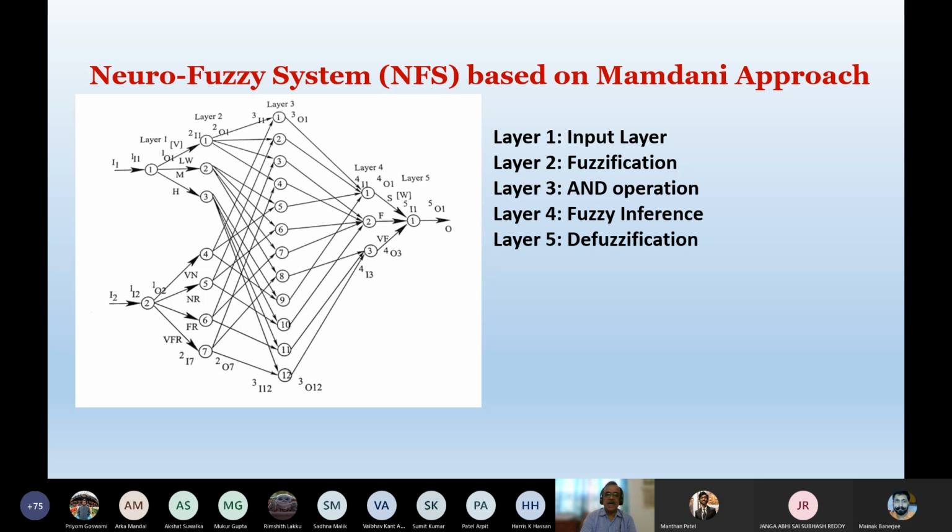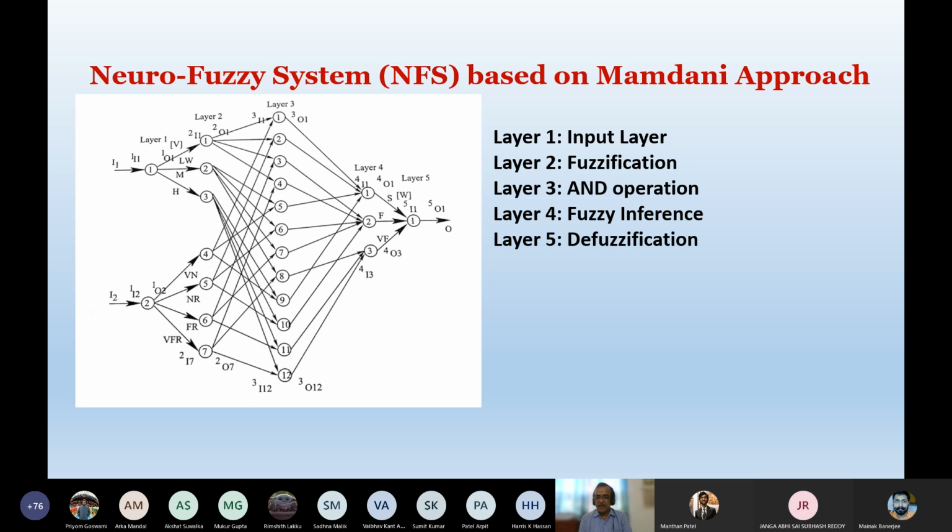Once you have this output, we go for the fuzzy inference, that is layer 4, and all of you know the meaning of fuzzy inference. Through the fuzzy inference, we try to identify the fired rules corresponding to the set of inputs. Once we identify them, we can find the output and sum them up here, so that we consider the combined effect of all the fired rules.